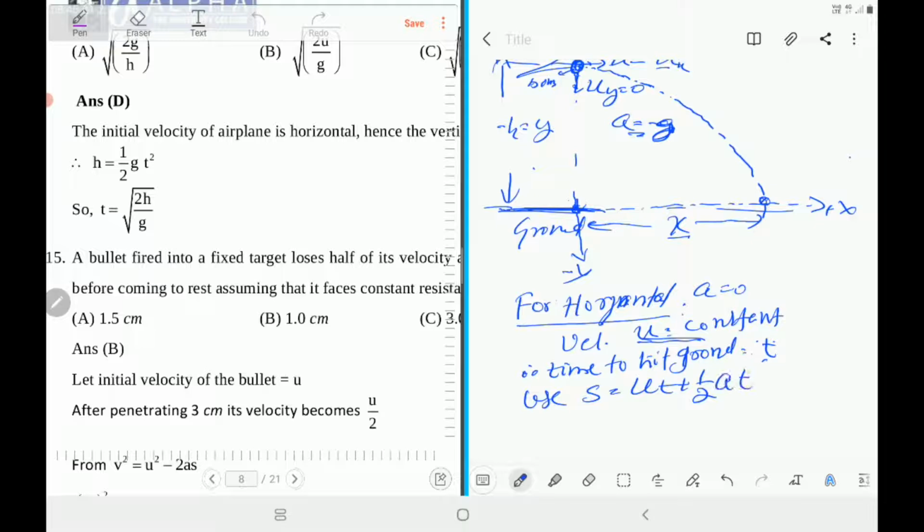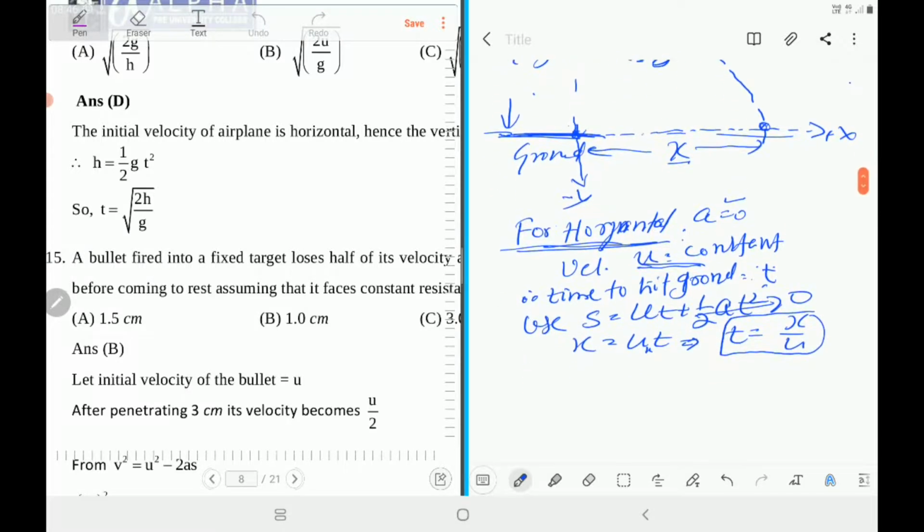Now, the topic we are discussing is motion along the horizontal. For horizontal, acceleration is 0. So this term will be 0. And s is x, that equals ut. So that is x equals ut. So what's the value of time? Time is x divided by u. By using this formula we can find the value of time. That's it.